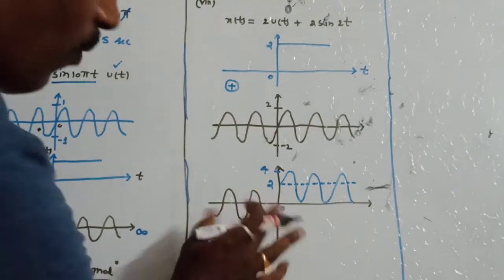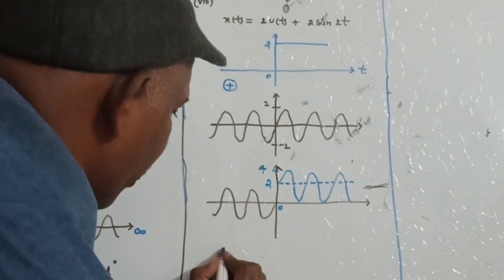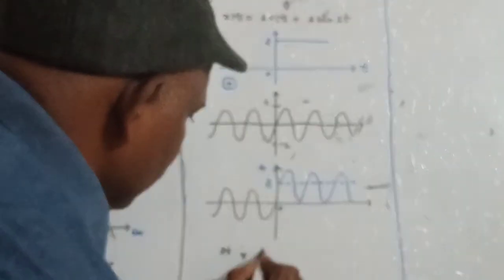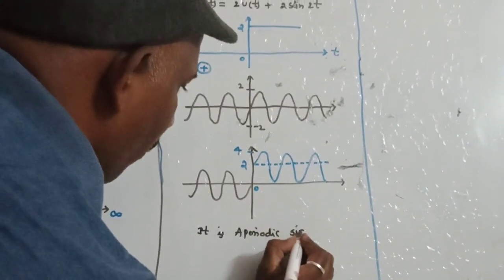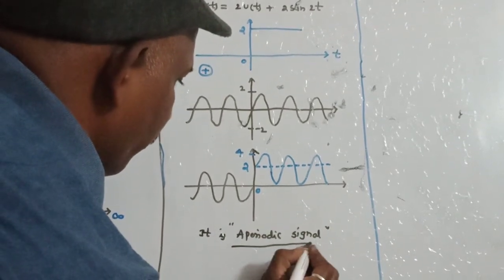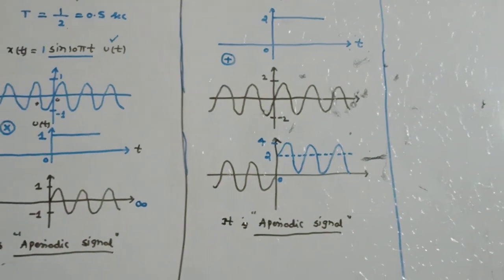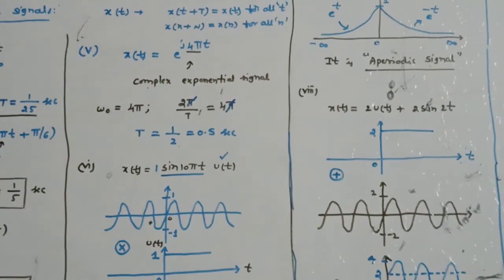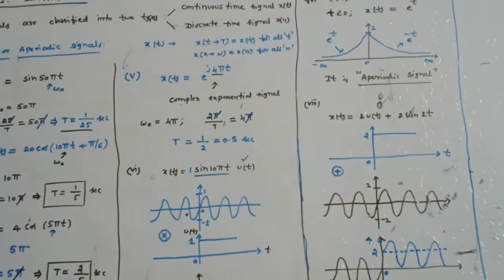So what is the nature of the signal? Is this periodic? This is not a periodic signal. Therefore, it is an aperiodic signal. In this way we can find out the fundamental period of the given signal, and we can also find out whether the given signal is a periodic signal or not.